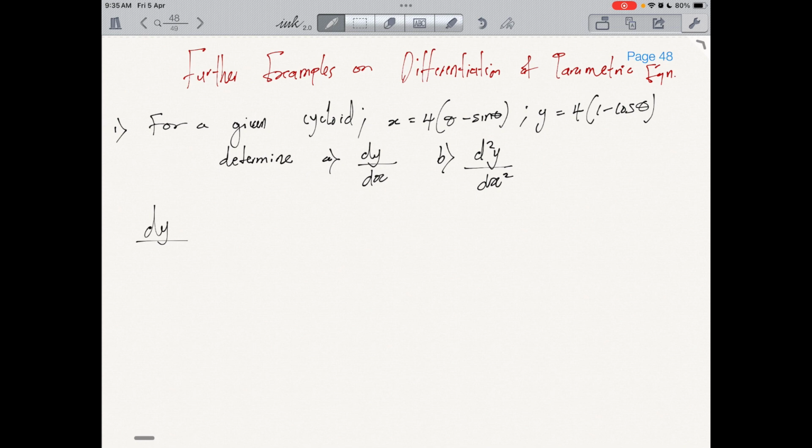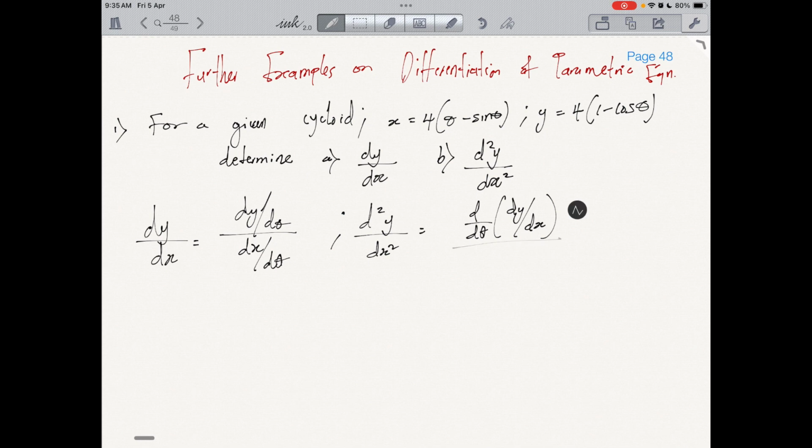Now let's recall that dy/dx is given as dy/d theta divided by dx/d theta. Remember that theta is the parameter. And d squared y/dx squared is given as d/d theta of dy/dx divided by dx/d theta. So in this case now, let's evaluate dy/d theta and likewise dx/d theta.